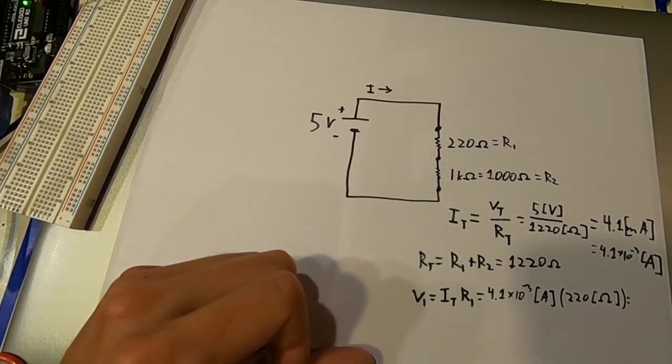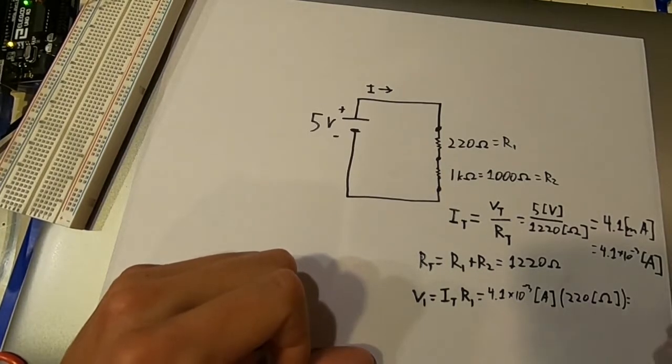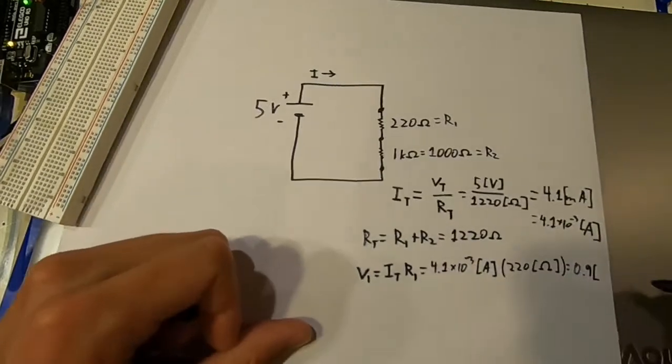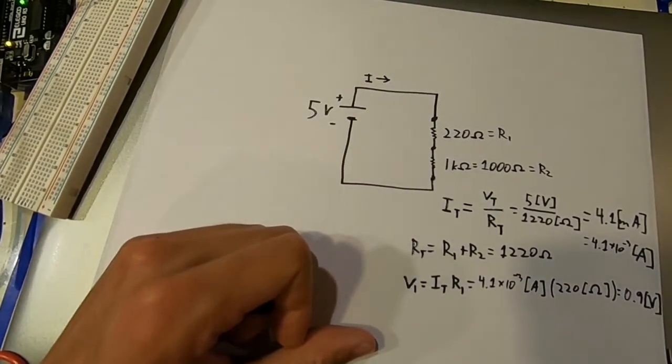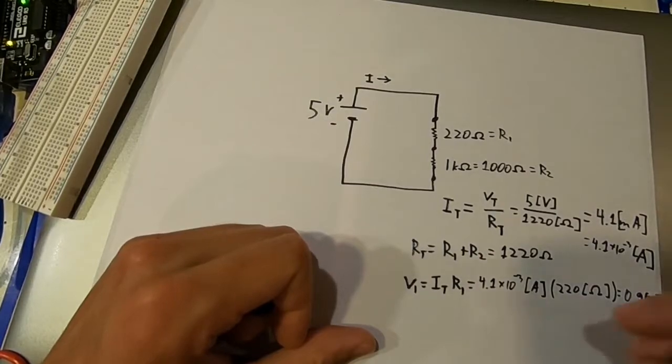So that is equal to approximately 0.9 volts. Run out of paper. Got that in.